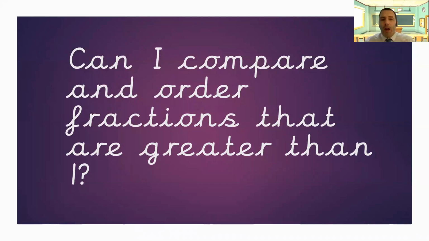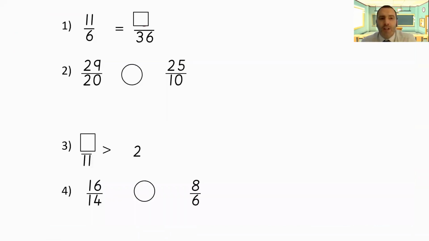So we've been looking at comparing and ordering fractions less than 1. We're going to go over 1 now. We're going to go into fractions that are greater than 1. So we're going to have some improper fractions, and we're going to be carrying on working on how we can make fractions to have the same denominator or the same numerator so that we can compare them and then put them in order. Before we get started on that, have a go at these questions.